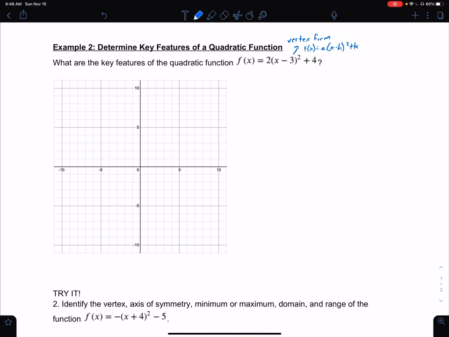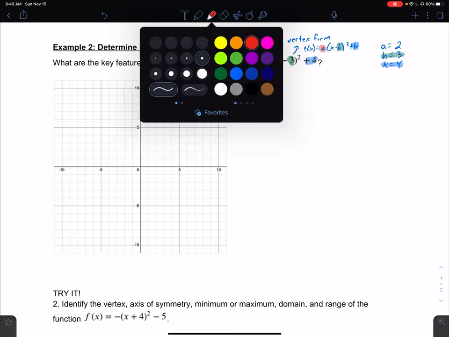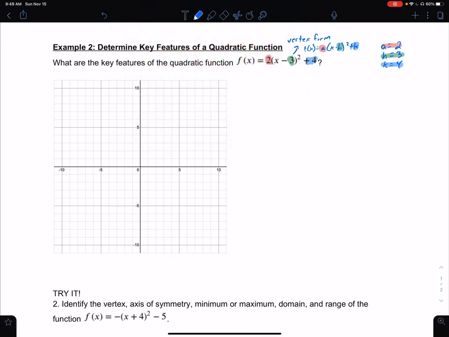All right, so here, let's do some quick highlighting. Our a value, we have an h value, and we have our k value. So in this problem, we're going to say that a is equal to 2. H, be careful with h. Remember, it's the opposite of what it looks like. So it looks like minus 3, but h is going to be a positive 3. And k is exactly as it appears, so k will be 4. So again, let's just do some quick highlighting. So we have our a, h, and k.